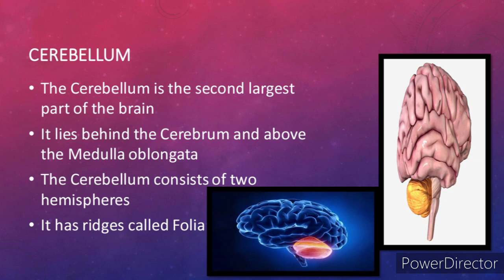Cerebellum is the second largest part of the brain. It lies behind the cerebrum and above the medulla oblongata. The cerebellum consists of 2 hemispheres. It has ridges called folia. Now look at the pictures, children. The yellowish part just present behind the cerebrum is called cerebellum.